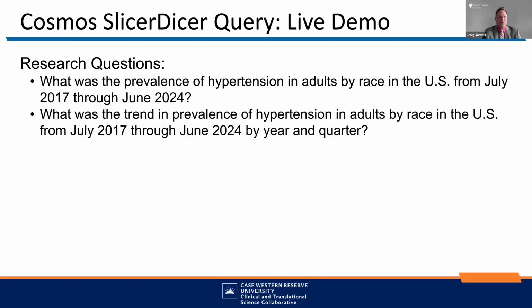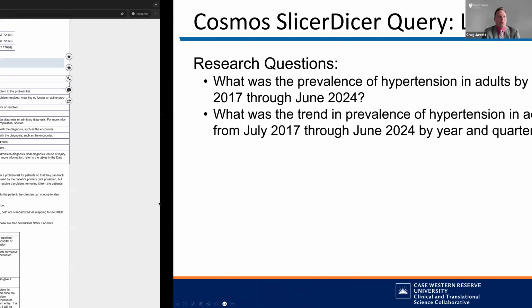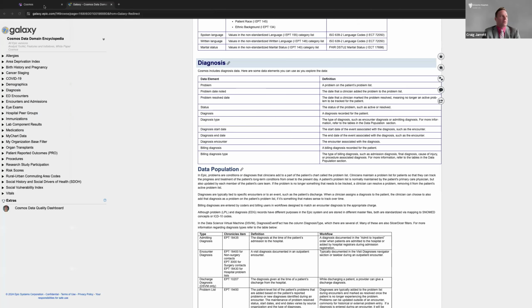But the research questions we posed, just to get everyone up to par on the basics, is what was the prevalence of hypertension in adults by race in the US from July 2017 through June 2024? And then we wanted to look at that same question, but what was the trend by year and by quarter? And so this is how you would perform that query in Cosmos.